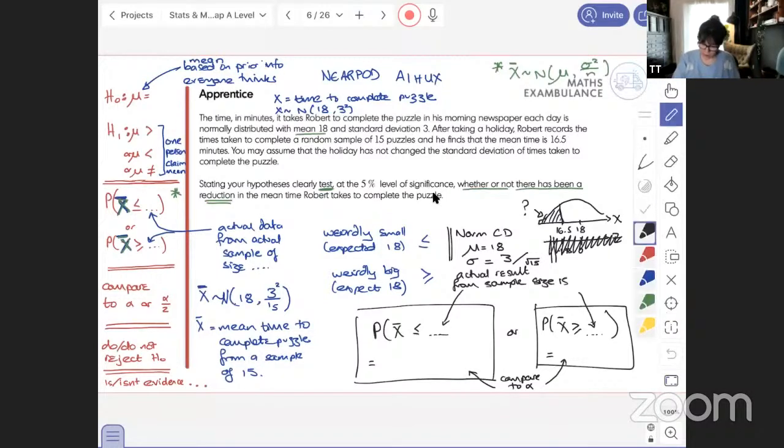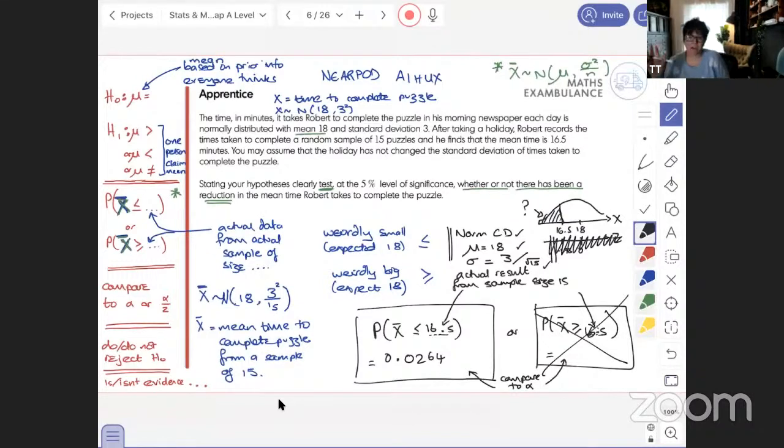We want to find the area to the left of 16.5, because that's the result that actually happened. Actual data from an actual sample size of 15. This comes out to be 0.0264. Can you see that you don't need Z? I did not use Z in my calculator. I can just go straight into my calculator, say I want normal CD, the mean is 18, the standard deviation is 3 over root 15, and then ask for the area to the left of 16.5, and it tells me. Okay.